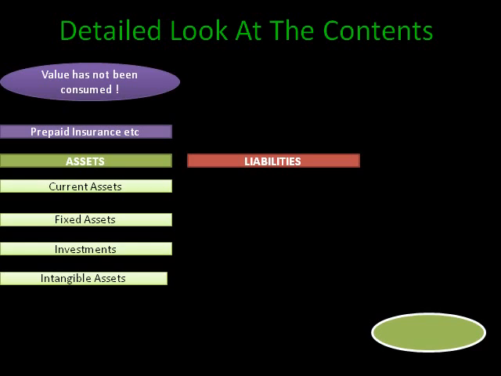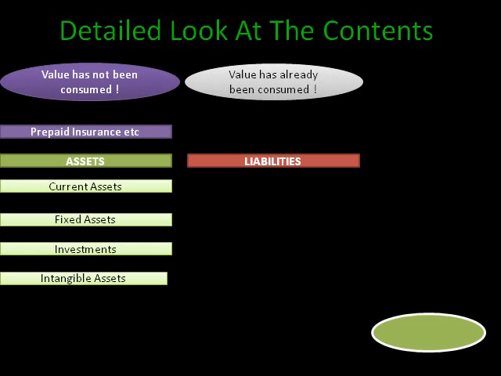Now, moving on to the liability side. A liability is the exact opposite of an asset. A liability is when inflow has already occurred. That is, we have already consumed the value, but we haven't yet paid for it. So consider the case of unpaid salaries. Well, the workers have already worked and we have gained the benefit from their work, but we haven't paid out the salaries as yet. Similar is the case with unpaid rent, unpaid insurance, etc. And this is why all these will reflect under the liabilities section.